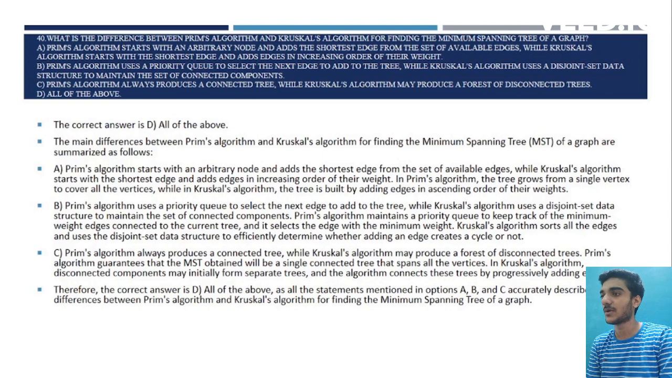Prim's algorithm uses a priority queue to select the next edge and add to the tree, while Kruskal uses a disjoint set data structure to maintain the set of connected graph. Prim's algorithm always produces a connected tree, while Kruskal's algorithm may produce a forest of disconnected trees. Therefore, the correct option is D, all of the above, as all the statements mentioned in options A, B, and C accurately describe the difference between Prim's algorithm and Kruskal's algorithm for finding minimum spanning tree of a graph.